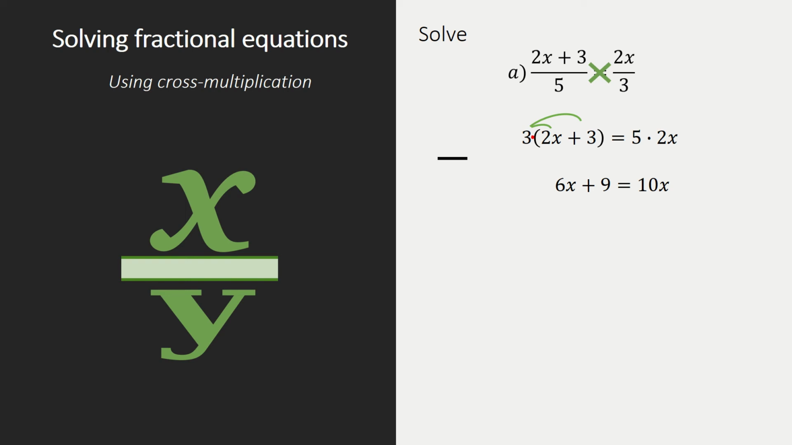Now you're going to solve this equation. The most common way is to put all the letters on the left-hand side and all numbers on the right-hand side. However, you can also do it the other way around, so all the numbers on the left-hand side and all letters on the right-hand side. In that way, I would subtract 6x. If I subtract 6x on both sides, I get 9 equals 4x. I want to know what 1x is, so I will divide everything by 4. So I get 9 over 4 equals x.